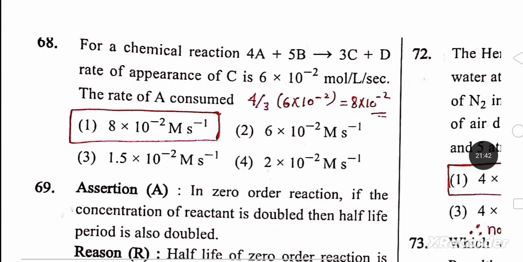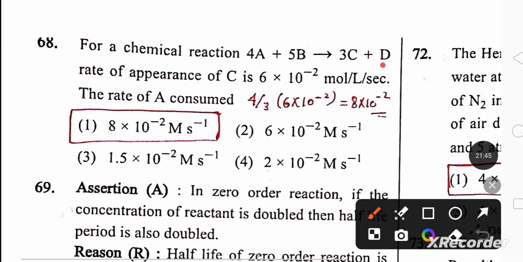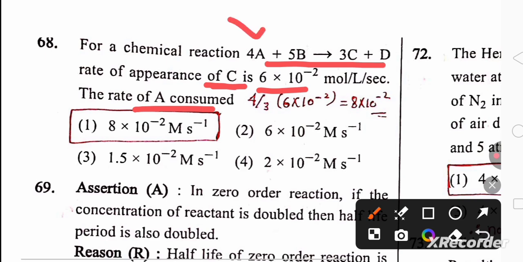So next question we have from chemical kinetics. For the given reaction, they have given one reaction. Rate of appearance of C is 6 into 10 raised to power minus 2 mole per liter per second. The rate of A consumed, the rate of disappearance of A. You can see, children, there are 4A in the reactant side and 3C. So the rate of disappearance of A is 4 times, whereas the rate of appearance of C is 3 times.